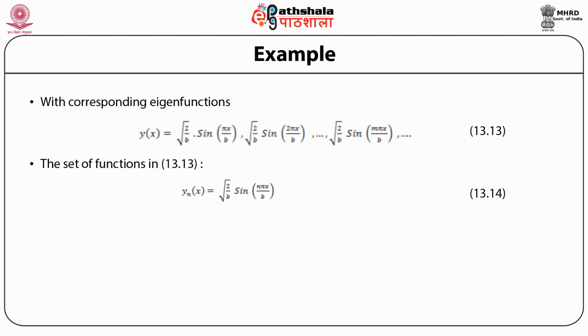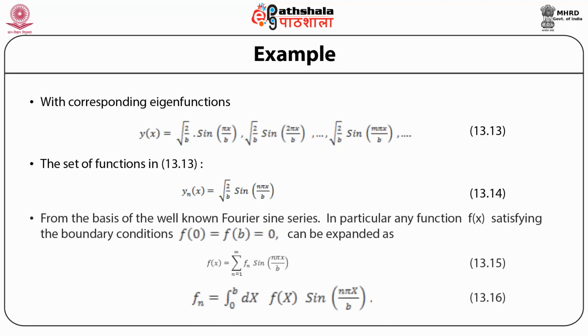And you know that in particular any function f of x satisfying the boundary condition f of 0 equal to f of b equal to 0 can be expanded in terms of the Fourier sine series, that f of x is equal to summation over n from 1 to infinity f n sine n pi x by b, where the coefficients f n can be obtained very easily from the orthonormality of the circular functions, the sine and cosine functions, and f n, for example, here is equal to integral from 0 to b of dx f of x sine n pi x by b.